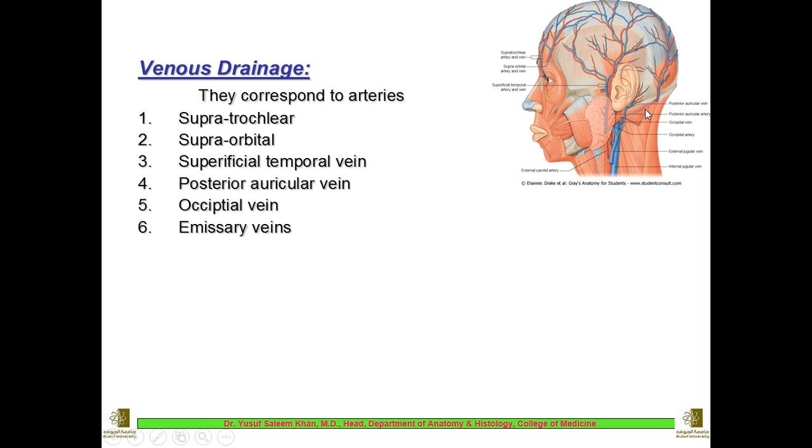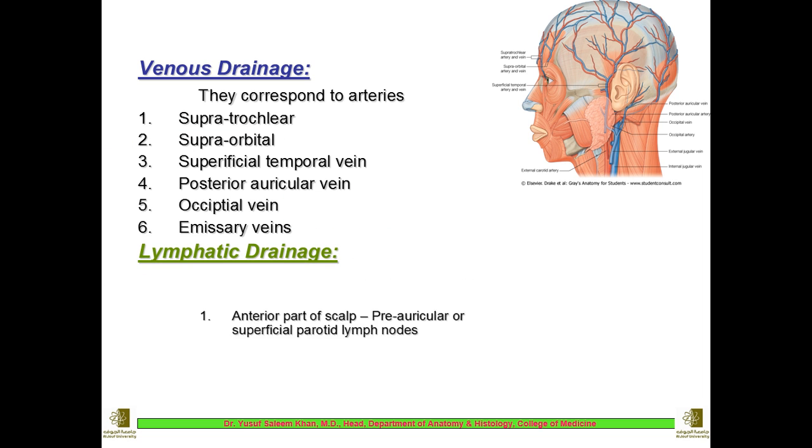So then we have the emissary veins. These are small veins. We'll discuss about this. These are the veins which are connecting the superficial veins in the scalp to the deep veins which are present in the cranial cavity. Okay, so these are all the veins which will be draining the scalp. To repeat once again, supratrochlear vein as well as the supraorbital vein. Then we have the superficial temporal vein, posterior auricular vein, occipital vein, and many of the emissary veins.